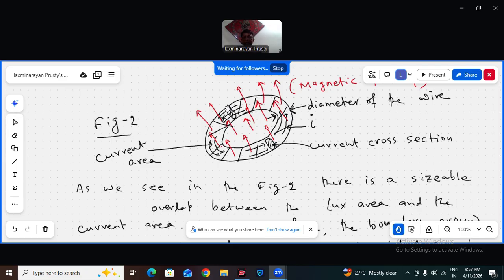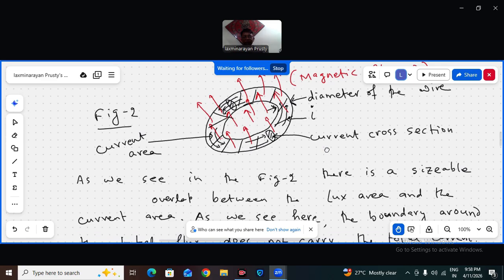is bounded by this outer line, but the total current is not passed by the outer line only. Total current passes through the whole thickness of the wire. But the total flux is not enclosed by the total current. The total flux will be enclosed by the outer line, but the outer line does not carry the total current.